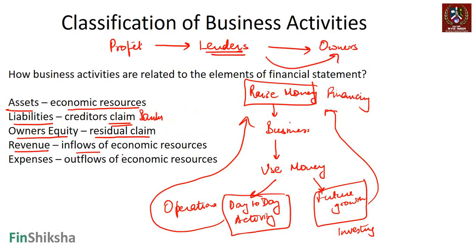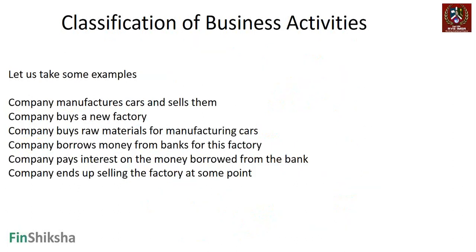Revenue is an inflow of economic resources. Revenue is nothing but sales. If I'm a car manufacturing company, when I sell a car, that is when revenue comes in. Expenses are outflows of economic resources. Basically, I pay money and I get some sort of a product or service in response to that. That is going to be my expenses. So business activities are going to get related to these areas.